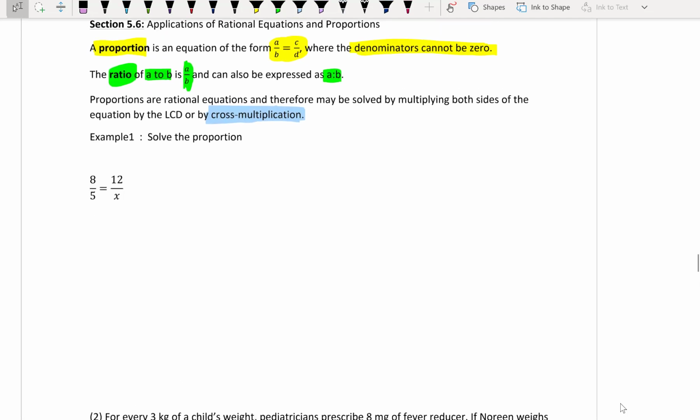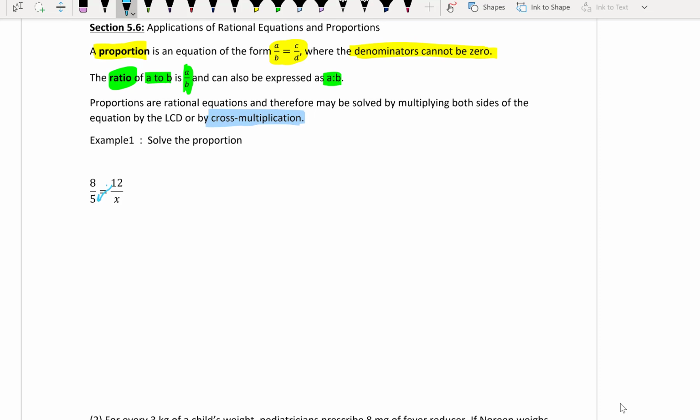So when it says to solve this proportion, well, I know it's a fraction, so I'm going to multiply the cross of it. So I have 5 times 12 is equal to the multiplication of 8 times x. So now 5 times 12 gives me 60, and that's equal to 8x.